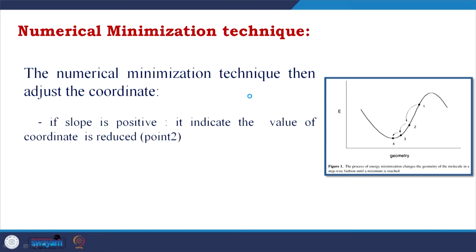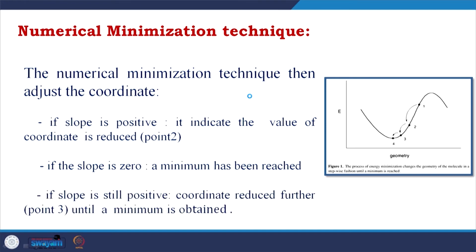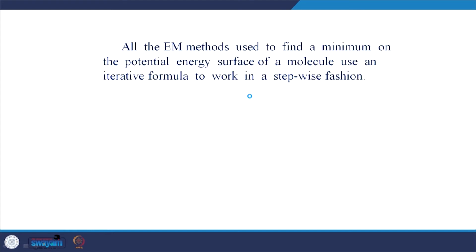If the slope is positive, it indicates the value of the coordinate is reduced, it comes to 0.2. If the slope is 0, a minimum has been reached. If the slope is still positive, the coordinate is reduced further to 0.3 until a minimum is obtained. So, this is the search towards getting a minimum. All the energy minimization methods used to find a minimum on the potential energy surface of a molecule use an iterative formula to work in a stepwise fashion.